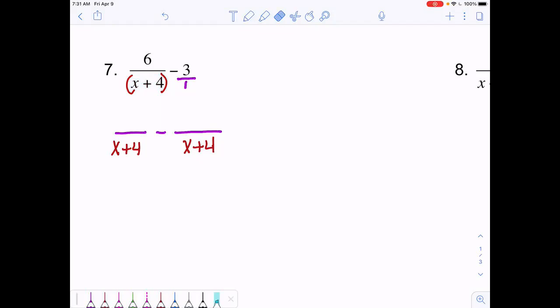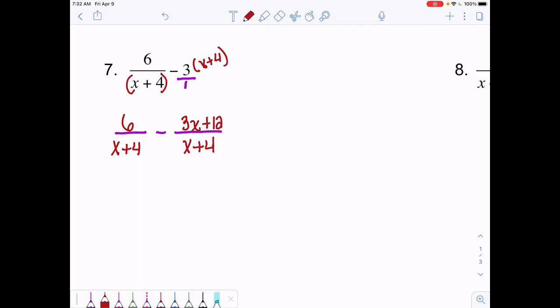So 6 is already over x plus 4. So that's going to stay as 6 over x plus 4. But the 3 is being divided by 1, and we need to have the x plus 4. So that means we have to take the 3 and multiply it by x plus 4, which makes 3x and then plus 12.